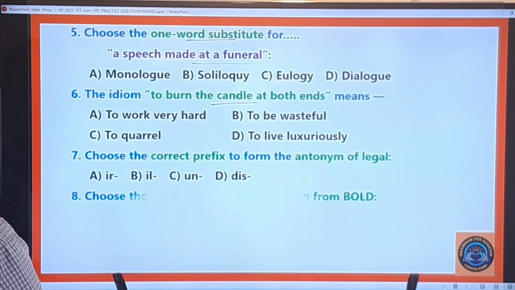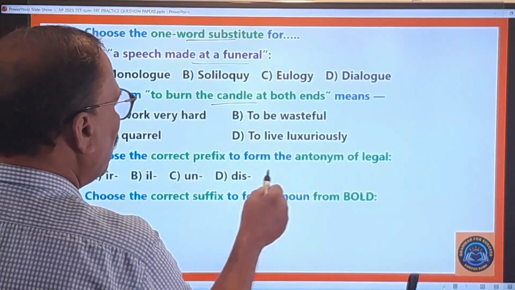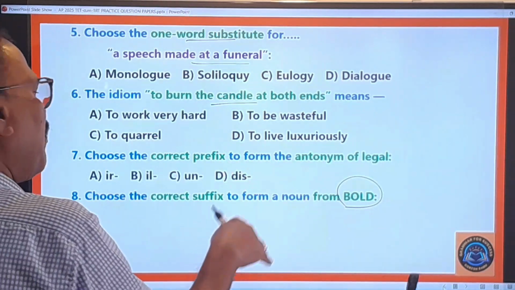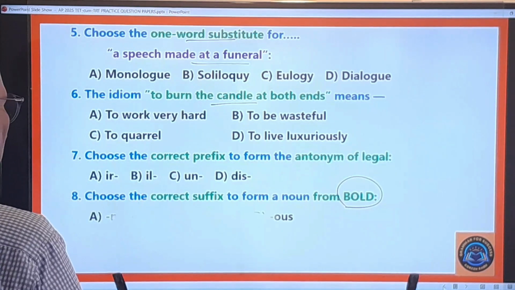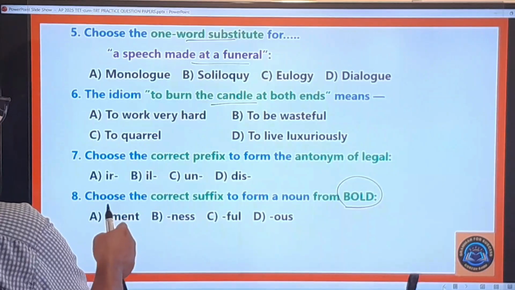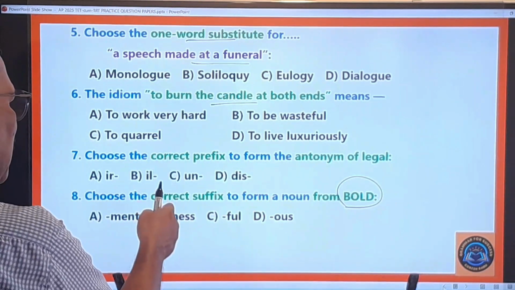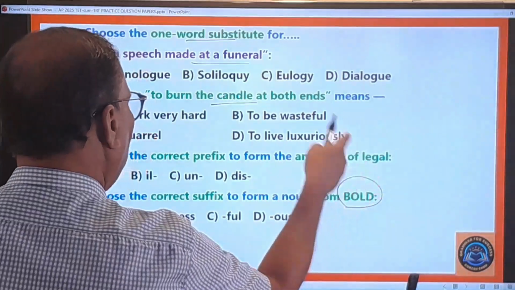You go to the eighth question. Choose the correct suffix to form a noun from bold. How can you form the noun form from this word bold? Let me give you the suffixes here: meant, ness, full, us. So which suffix can make this a noun form?